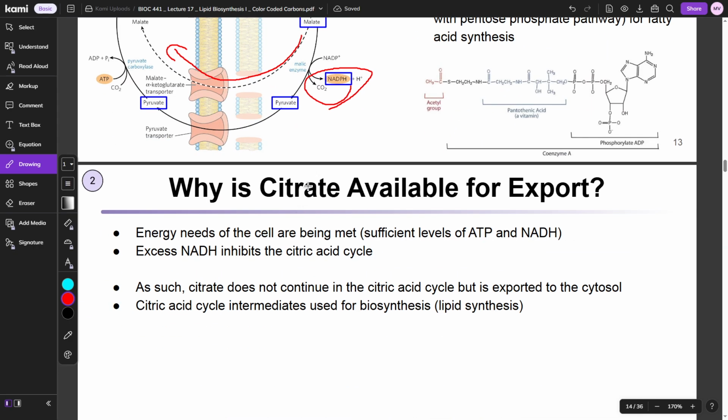So why is citrate available for export? You're probably thinking, okay, if citrate is in the citric acid cycle in the mitochondria, wouldn't it just go through the citric acid cycle enzymes? And to answer that, you have to remember that a lot of these enzymes are inhibited. Like isocitrate dehydrogenase, alpha-ketoglutarate dehydrogenase, these are enzymes that are inhibited.